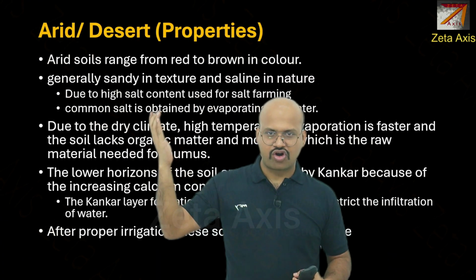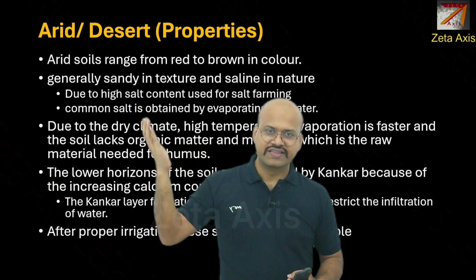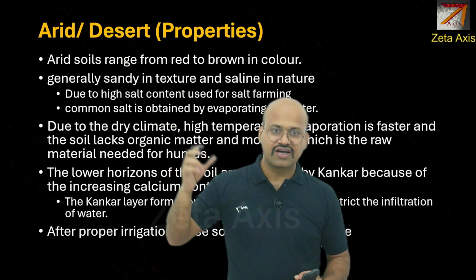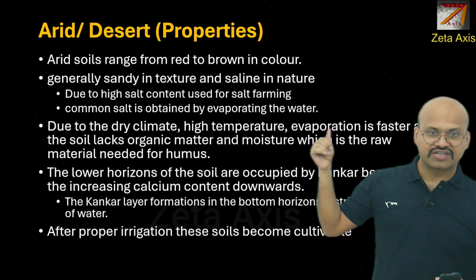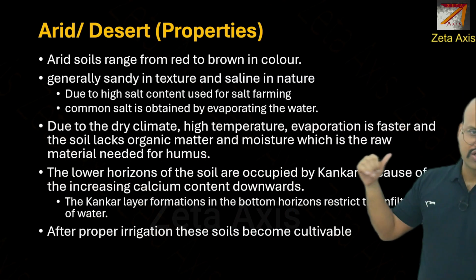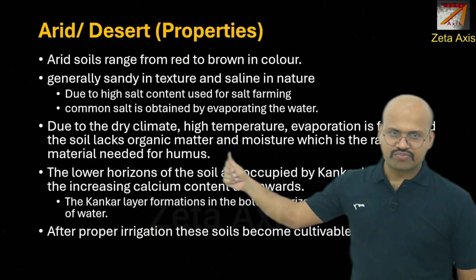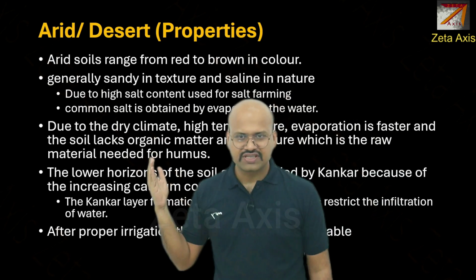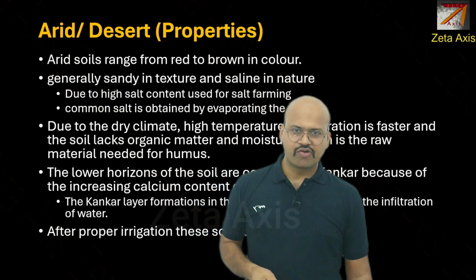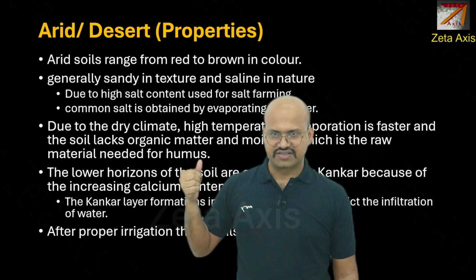This salt farming occurs both in Run of Kutch as well as in the Thar desert, mostly in the Sambar lake. Due to dry climate and high temperature, evaporation is fast and the soil lacks organic matter and moisture, which is the raw material for humus. So basically, because of heavier evaporation, there is a lack of humus in this region.